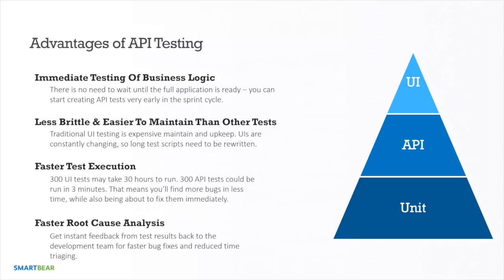And then faster root cause analysis. With UI, with other types of testing, there are multiple points of failure. You can imagine a UI end-to-end situation where you're logging into something. There are a million different reasons why a test might break on a run. With API testing, it's a much faster connection between what did I do, what broke, what do I need to fix.